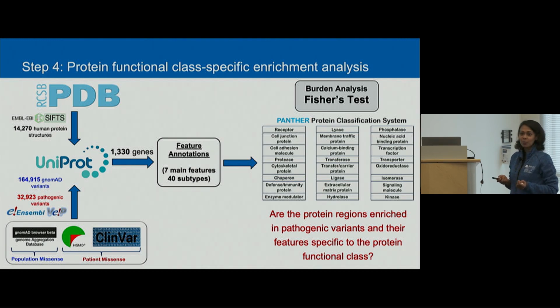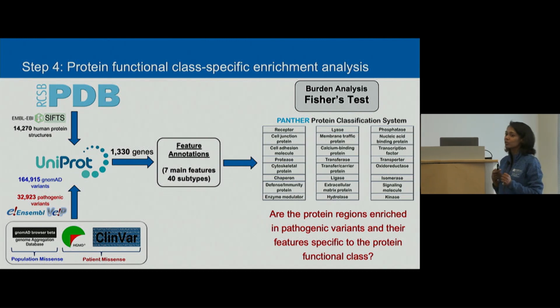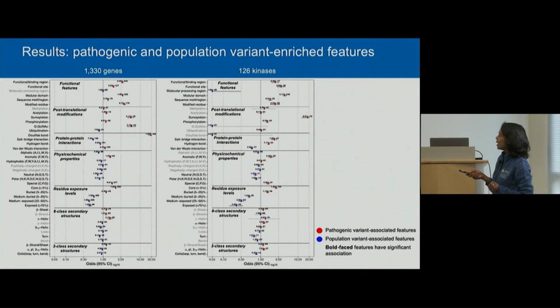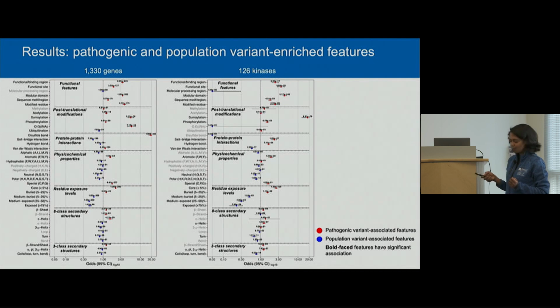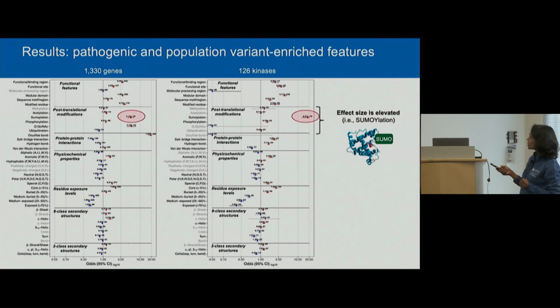So to achieve that, what we did is, we grouped our 1330 genes into 24 different protein functional classes. And then individually for each of these protein functional classes, we repeated the same analysis on all of the 40 protein features. So now, what kind of insights could we gain out of that result? Here, what you can see is side by side results for all genes and results for kinases.